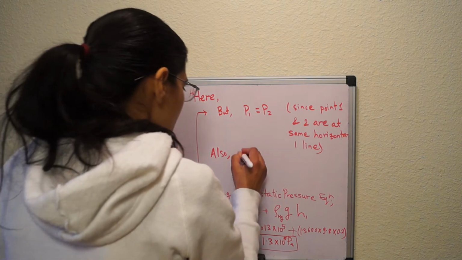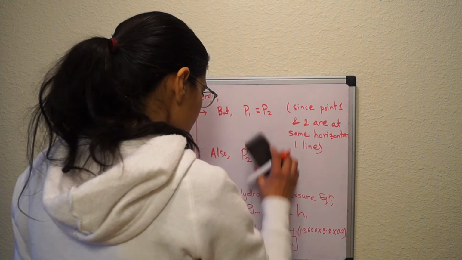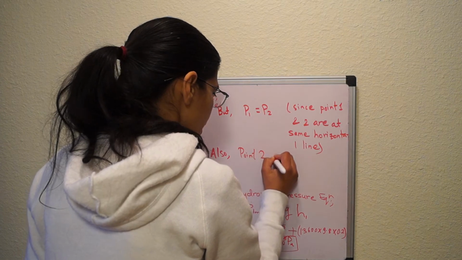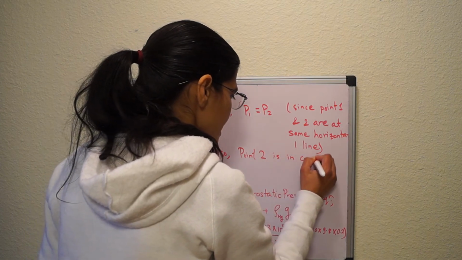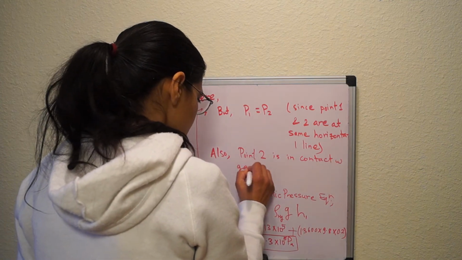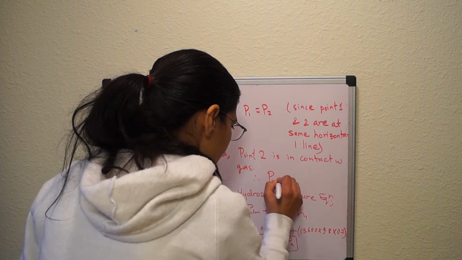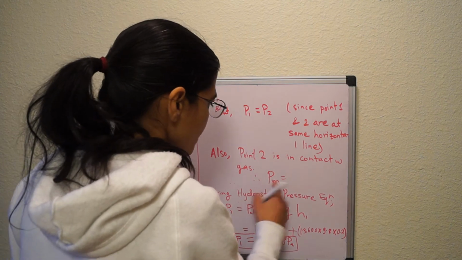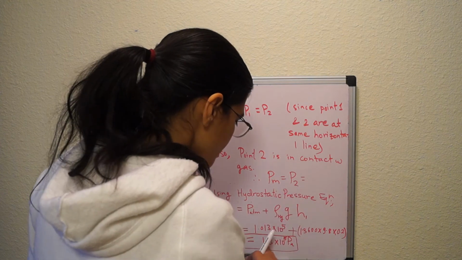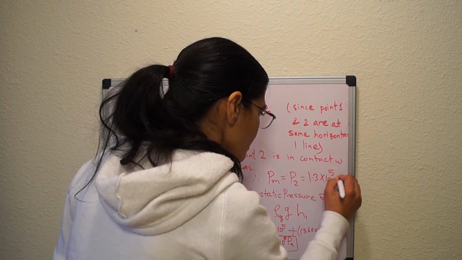Also, not P2, point 2 is in contact with gas. Therefore, PM, the pressure of the gas, must be equal to P2. And this must be equal to P1, right? So which is what? 1.3 into 10 to the power 5 Pascal.